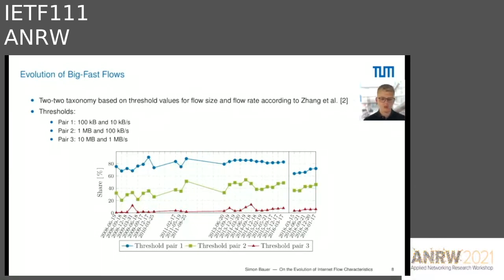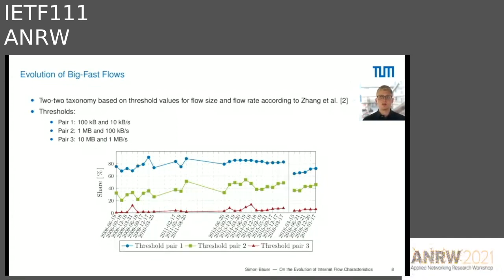The first pair refers to the original threshold values from Zhang et al., i.e. 100 kilobytes regarding size and 10 kilobytes per second for flow rate. And then we increased the thresholds by one magnitude for pair two and pair three. Let me highlight the increase of the share of bytes transmitted by the second threshold pair illustrated in green.